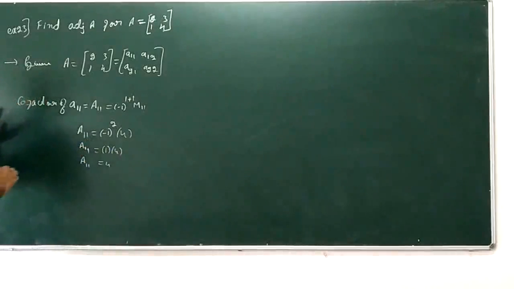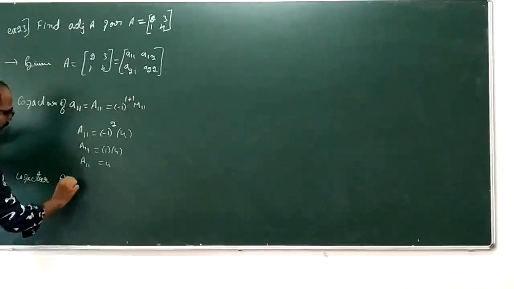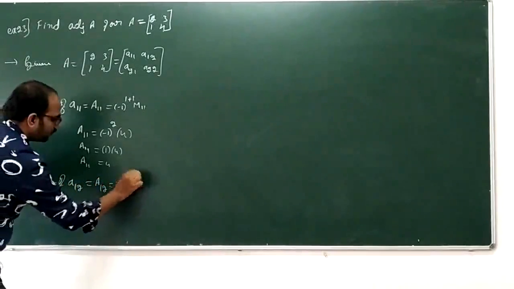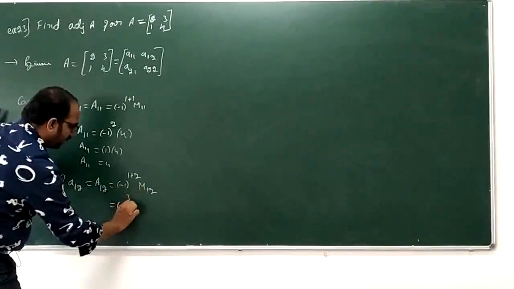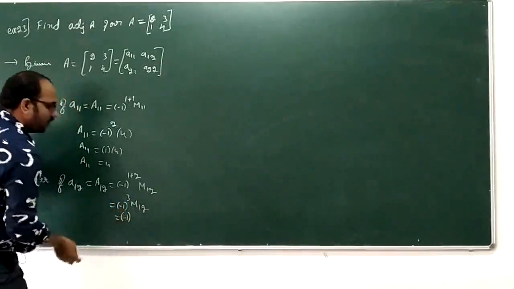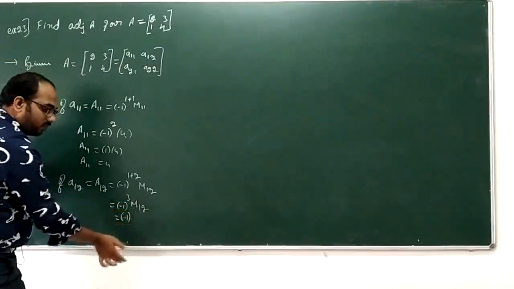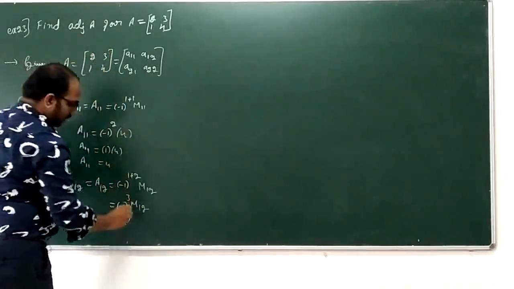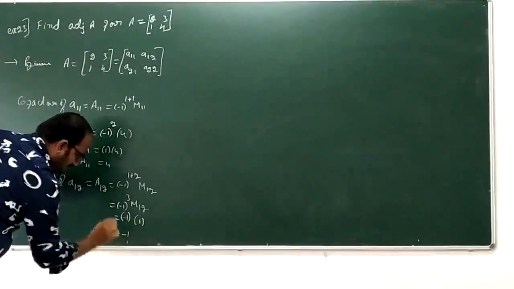Now cofactor of A12 is equal to minus 1 to the power of 1 plus 2 into minor of 1 2, that is minus 1 to the power of 3, which is an odd number, so minus 1 into minor of M12. 1 indicates the row and 2 indicates the column, so deleting the first row and second column I will get 1, that is minus 1 into 1 is minus 1. This is the cofactor of A12.